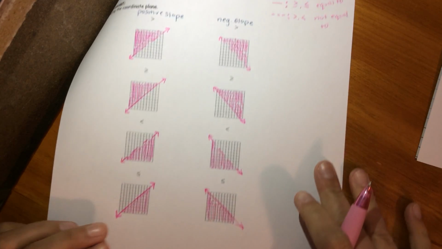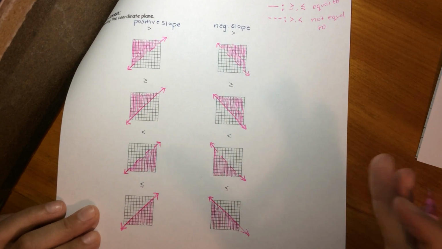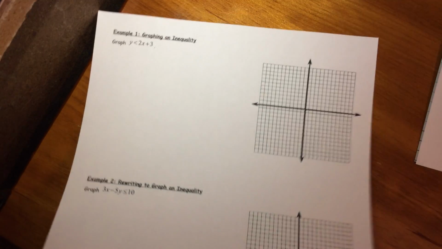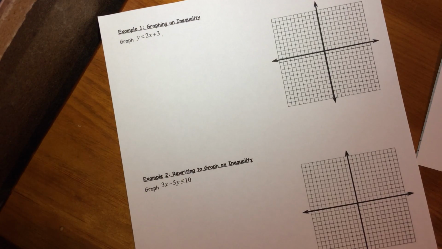Okay, so these are the bare basics. These are just some nice diagrams to come back to if you're ever confused or unsure of what section to shade when you are graphing. Okay, so now let's walk through actual examples. On page 2, let's go through an actual example together.